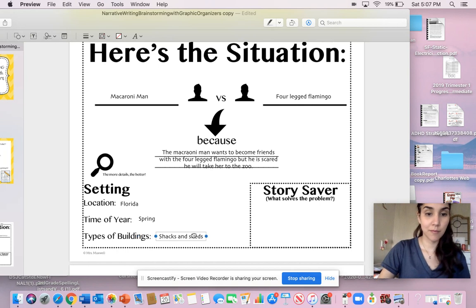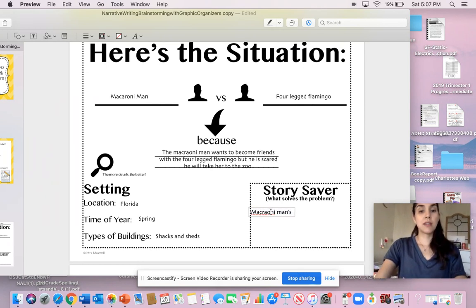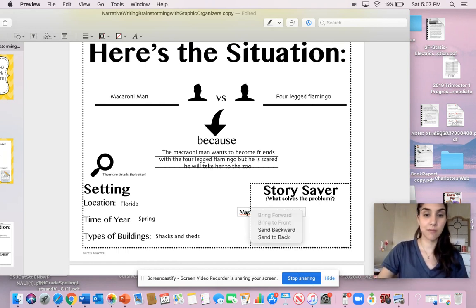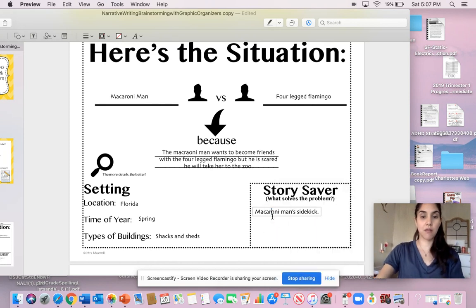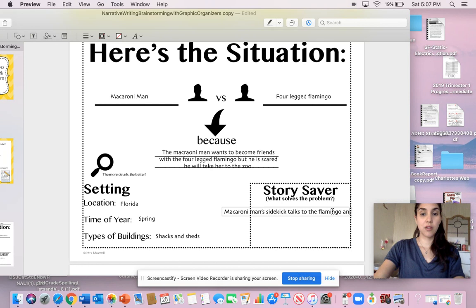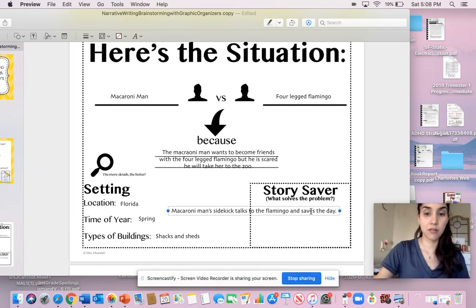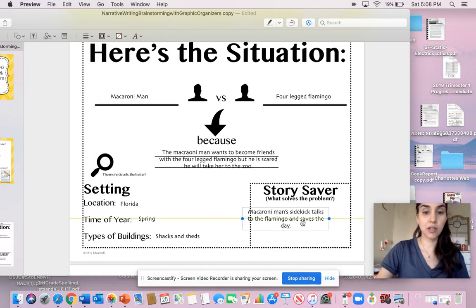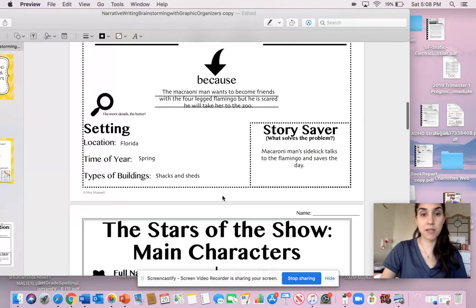sheds. Okay, story saver. What solves the problem? Macaroni Man's sidekick talks to the flamingo and saves the day. Okay. So now you guys are going to come up with your own characters and the basis of your story.